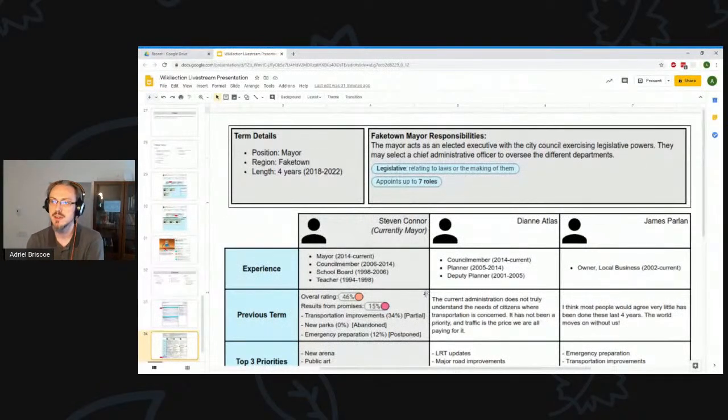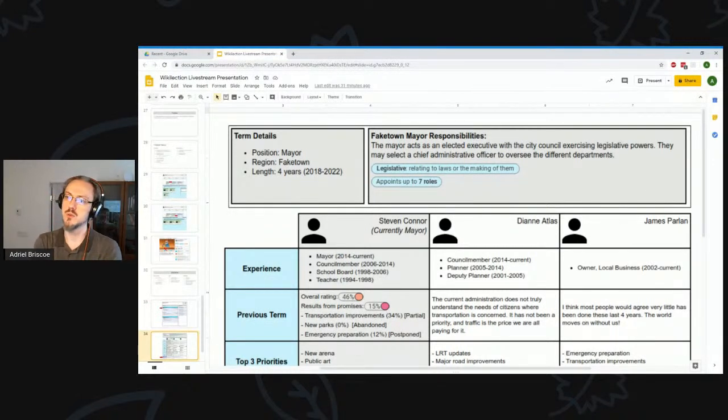So up at the top, we have information about the term itself. So what are you actually voting on? In this case, it's mayor. The region is Faketown, and the length is 4 years, from 2018 when this mock-up was first graded to 2022. To the right of that, you've got a bit more detailed explanation of what the responsibilities are. Now, in this case, it's only listing 2. There would likely end up being a lot more, but this is just an example, right?